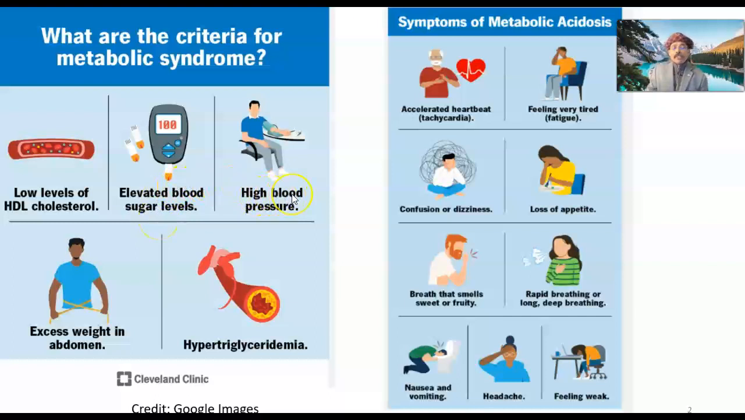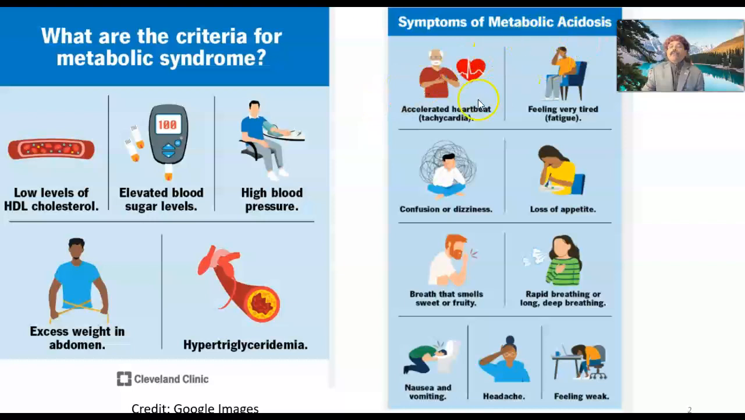High blood pressure. Excess weight in the abdomen, there will be central obesity, abdomen will be protruded anteriorly, a lot of fat around the abdominal viscera, and hypertriglyceridemia, excessive blood level of triglyceride. What are the symptoms? So out of these 5, at least 3 should be present to diagnose metabolic syndrome.